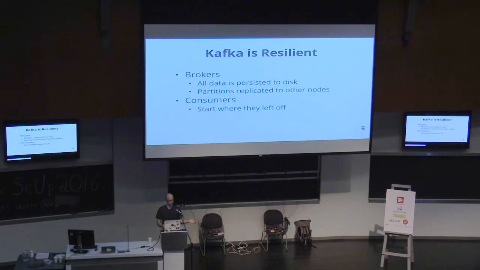For consumers, since they're just storing an offset in the log, if they fail, they can just start back up and stop where they left off. And if they're in a consumer group, the partitions that were assigned to the one that died will just get reassigned to the ones that are still alive. For producers, they can be configured to retry on failures, which lets you sort of implement at-least-once messaging semantics, so you can just send the messages over and over again.